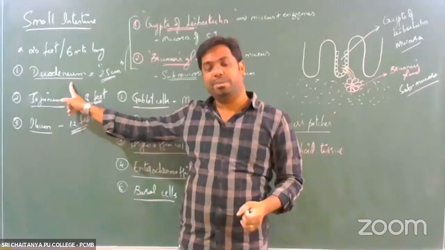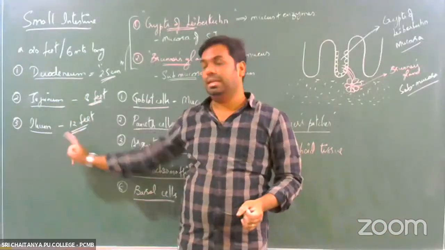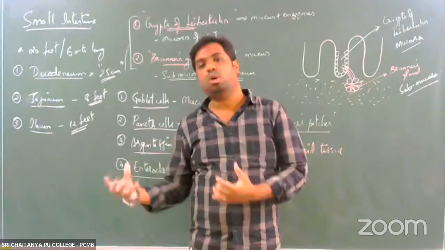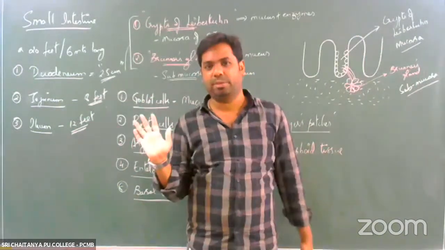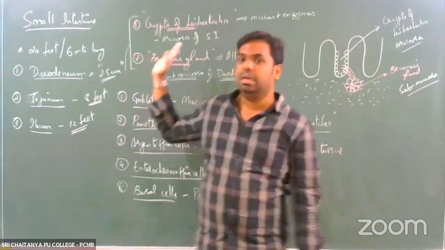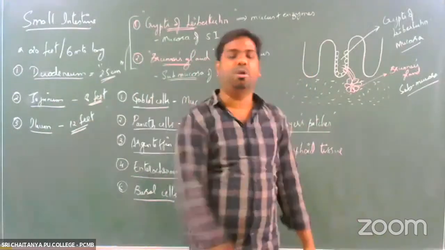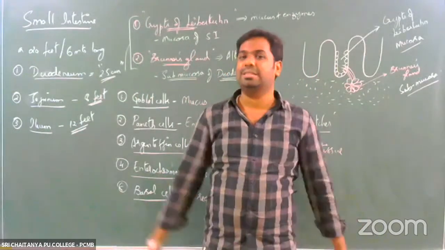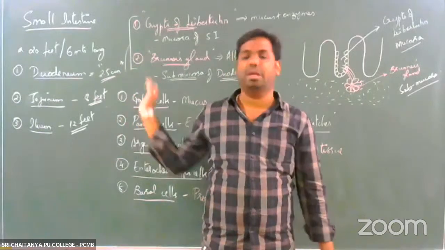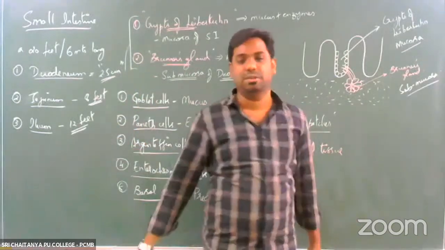So this is what we have with the small intestine. The duodenum is the site where complete digestion happens. The jejunum and ileum are the sites where complete absorption of digested food takes place. So this is the anatomy of the small intestine. In the next session, let us take up the anatomy of the large intestine, and then we'll move on to the digestive glands.